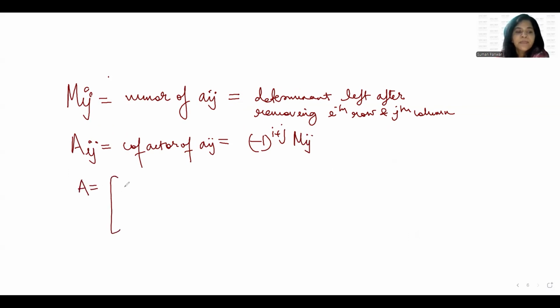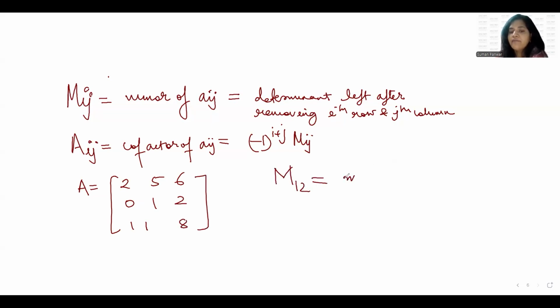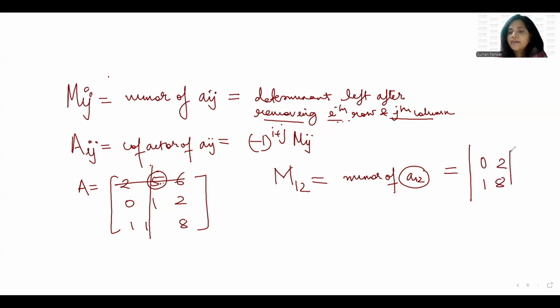Okay, so let us start. Suppose A is a matrix 2, 5, 6, 0, 1, 2, 1, 1, 8. Suppose somebody tells you what is M12. Now, what is M12? M12 is minor of A12. What is A12? A12 is entry in the first row and the second column, that is 5. So I want to know the minor of 5. So we have to remove the ith row and jth column. That means we have to remove the first row and the second column. So we have to actually hide this element like this. So what is the determinant left? 0, 2, 1, 8. So this is 0 into 8, 0, minus 1 into 2, 2. So minus 2. That is the definition of minor.